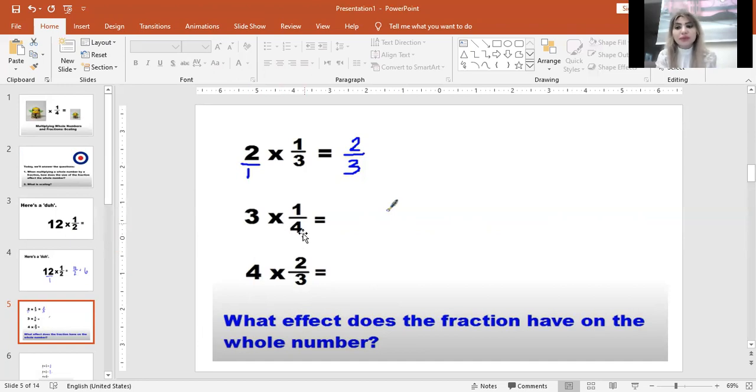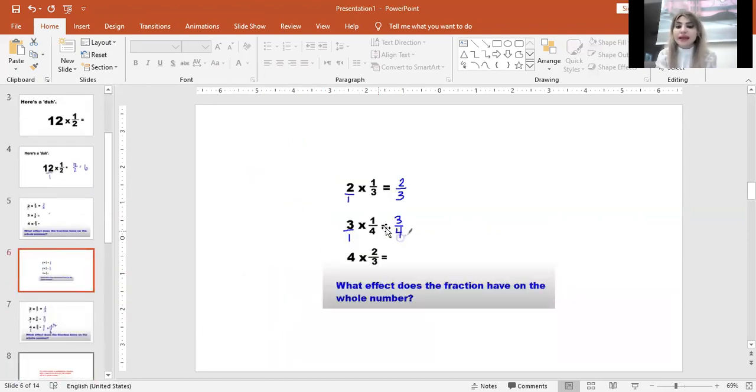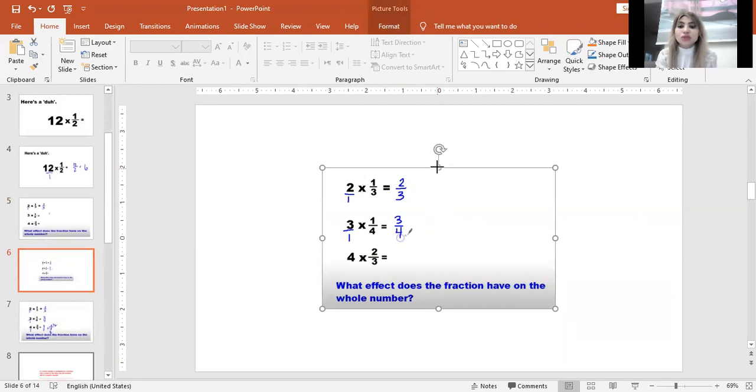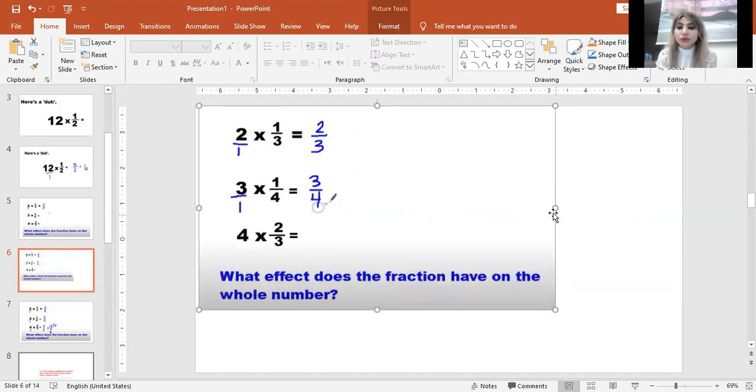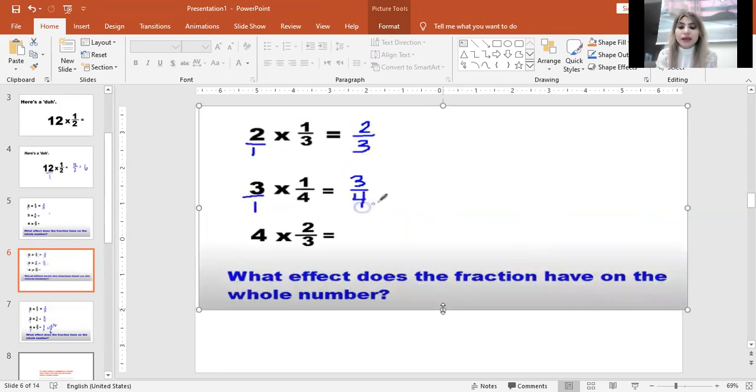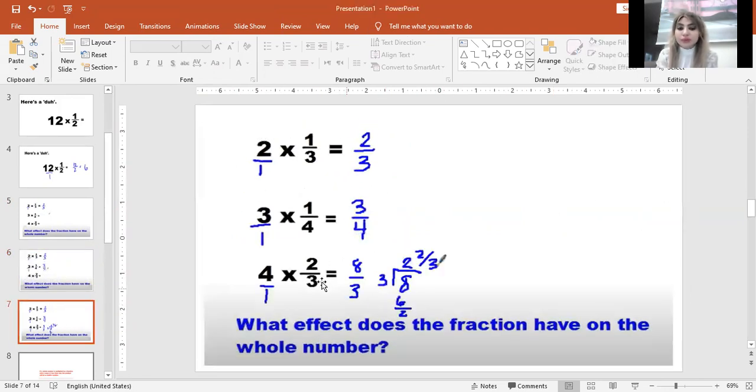3 over 1 multiplied by 1 over 4, and 4 over 1 multiplied by 2 over 3. So I think you paused the video, and the answers here are 2/3 and 3/4, right? And also here it will be 4 multiplied by 2, 8, 3 multiplied by 1 is 3. If I divide 8 by 3 by long division, the answer will be 2 and 2/3. 2 and 2/3 is smaller than 4. So the answer here is smaller than the whole number that I have.